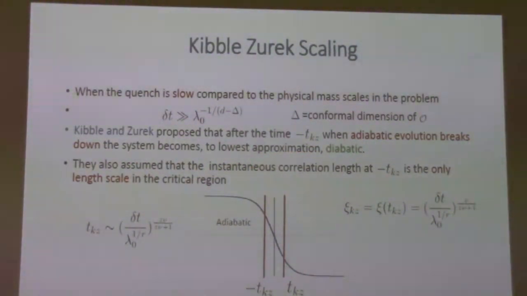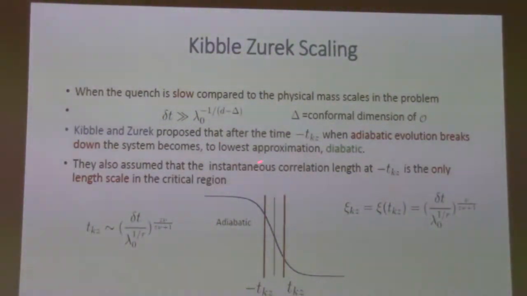So what Kibble and Zurek assumed is that, to lowest order, and I should warn you, this is a very drastic assumption, nobody knows why it actually works. They said, at this time, which is called the Kibble-Zurek time, minus t_KZ, which is this red line here, as the adiabatic evolution breaks down, to lowest order I will assume that the system just becomes diabatic. A system becoming diabatic means that I can now use the sudden approximation. A sudden approximation means that all quantities are frozen to the value which they had at minus t_KZ. So between these red lines, the assumption was the system is basically frozen.